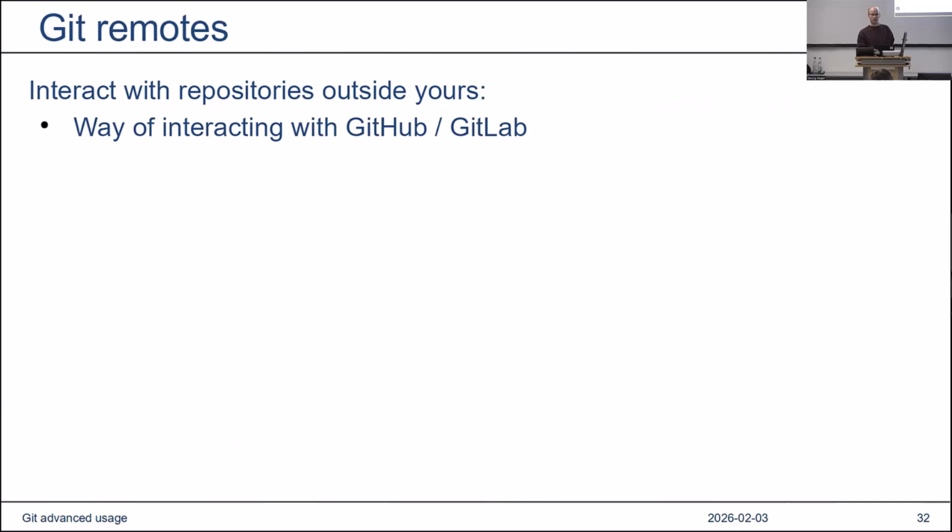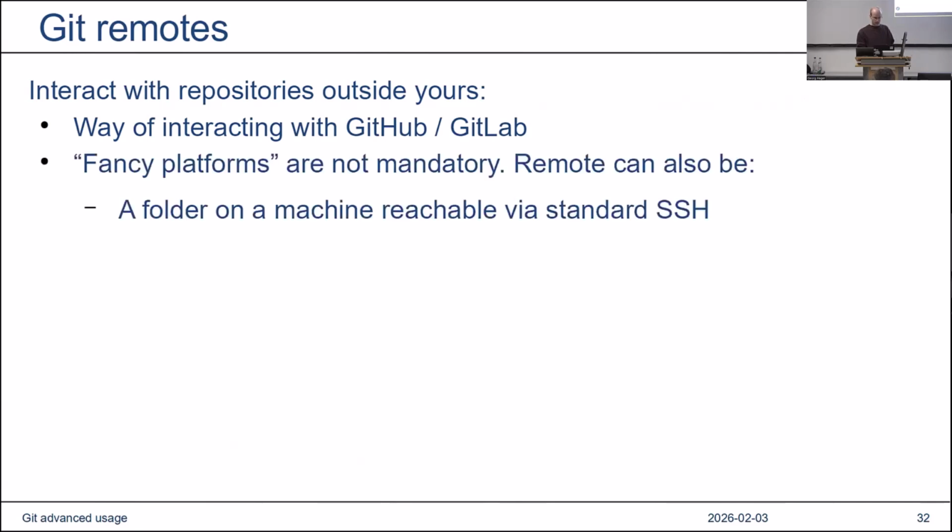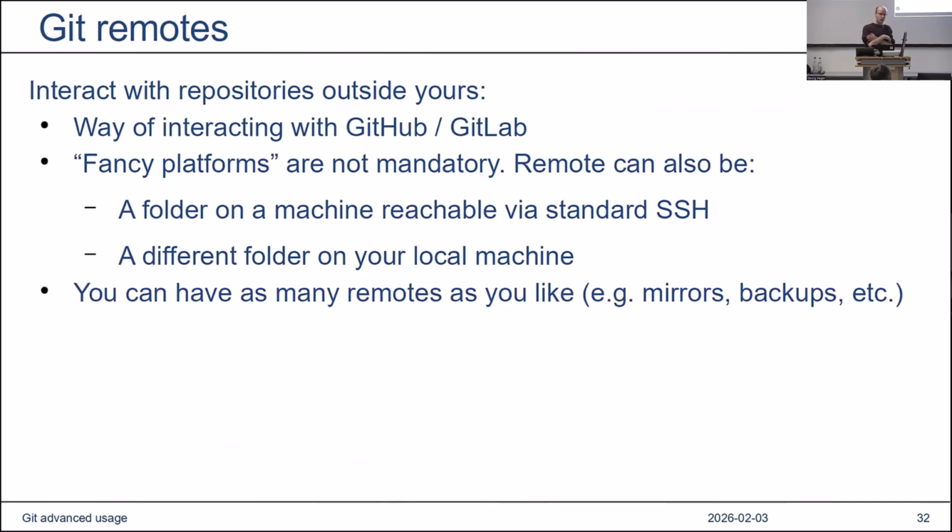You need them in order to communicate with outside of your repository. You don't necessarily need fancy platforms like GitHub or GitLab. You can also just use a machine with SSH access and a file somewhere. That works. Or a remote can also be just a different folder on your machine. That also works. I think the more interesting part is that you can have really as many remotes as you like.